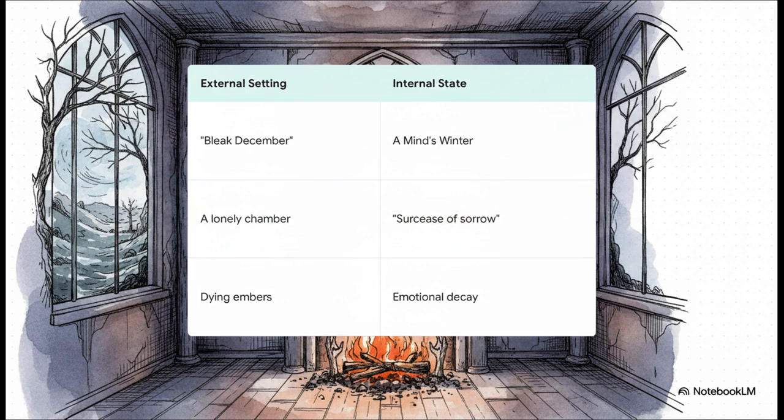He maps the physical world directly onto the narrator's soul. That bleak December outside, that's not just the weather, folks. That's a reflection of the winter inside his mind. The dying embers in the fireplace, that's his hope, his intellect, literally burning out. The room isn't just a room, it's a cage.